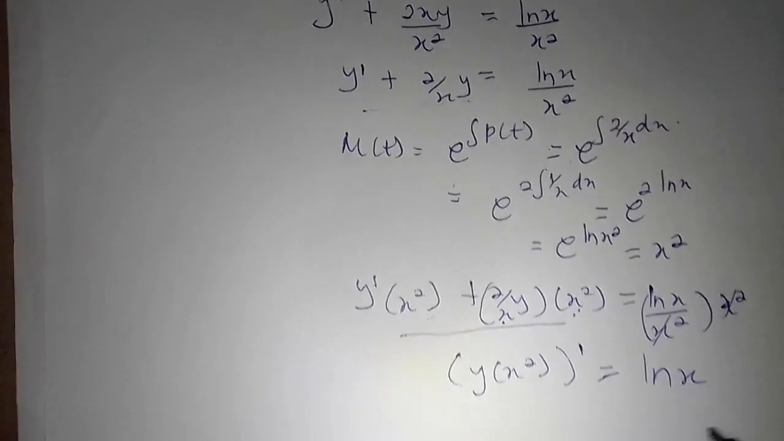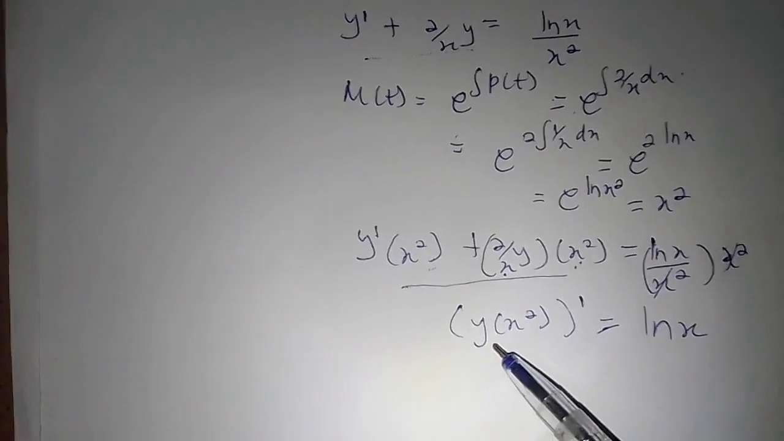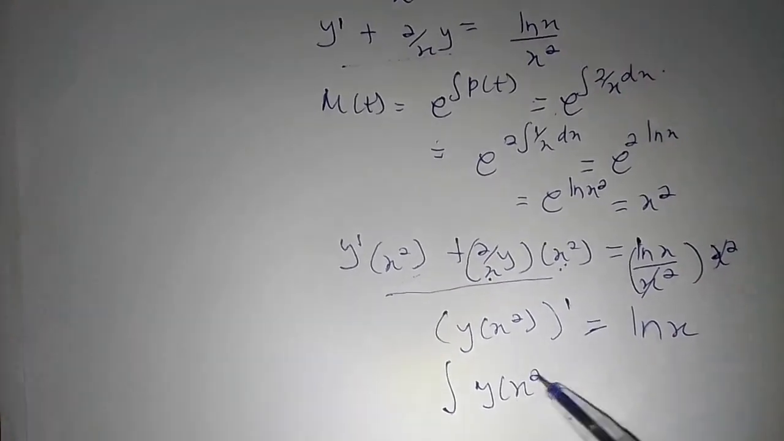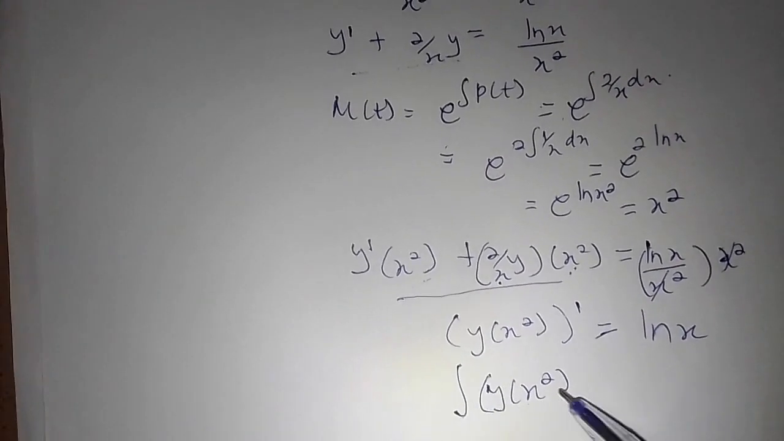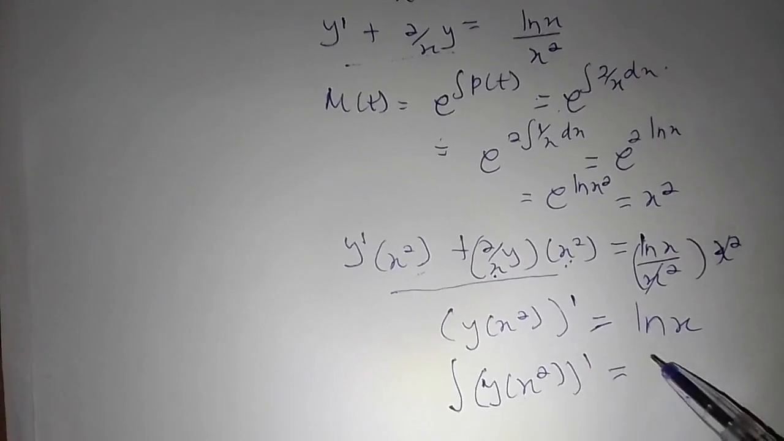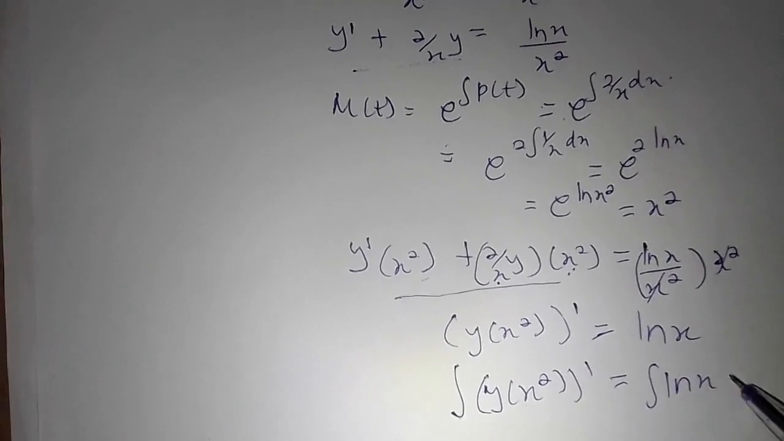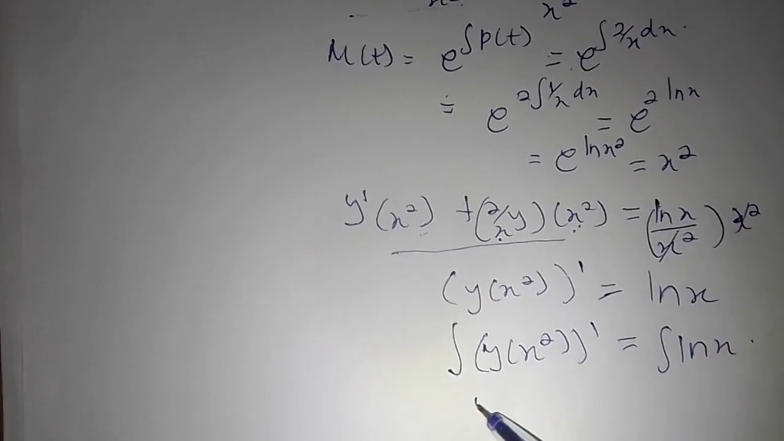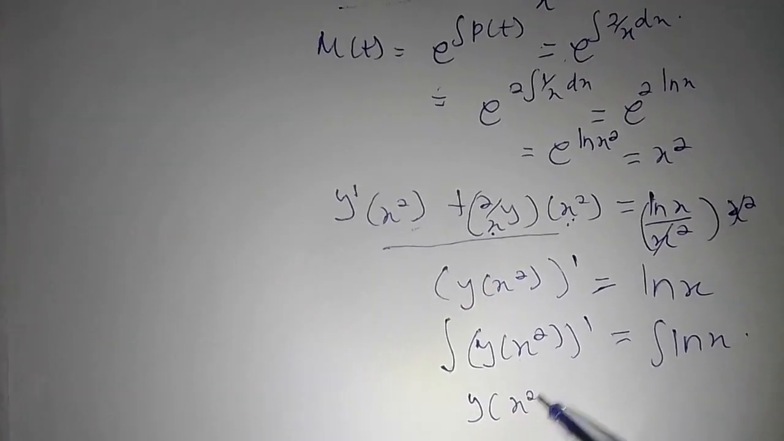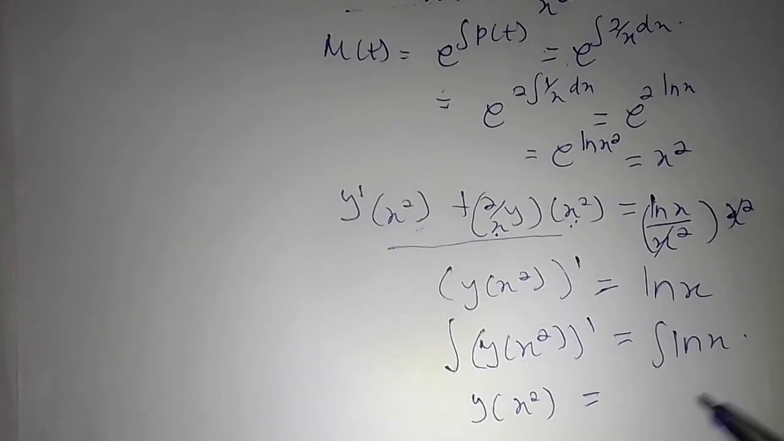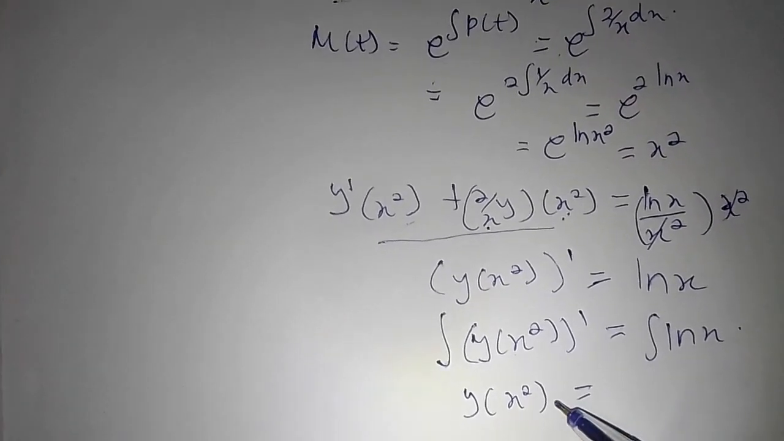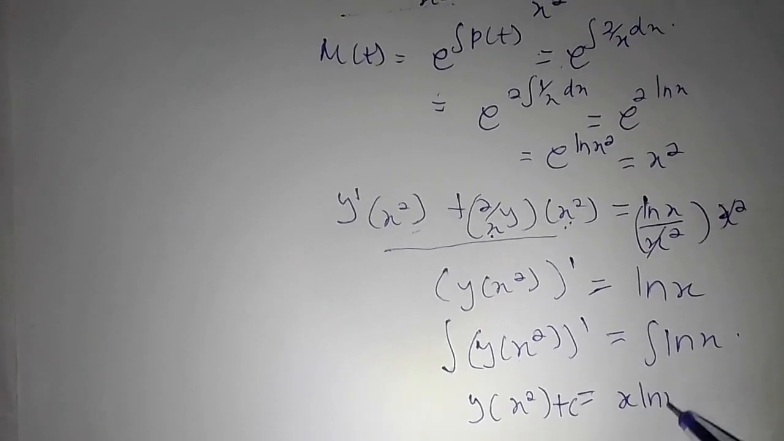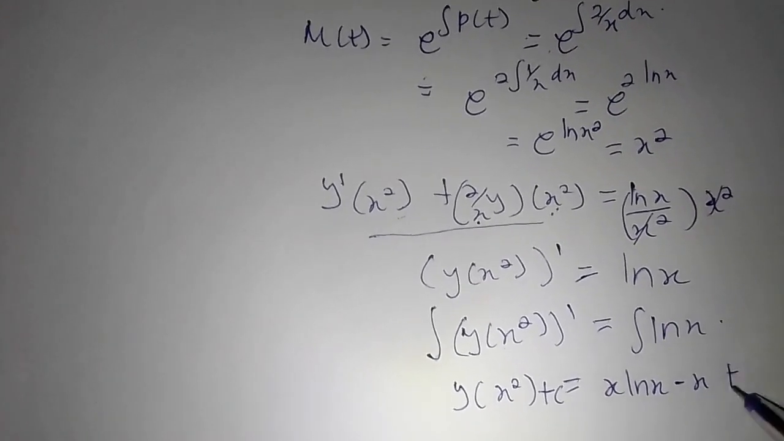ln of x. So at this point, in order to find y, we have to find the integral on both sides, so everything prime here is equal to integral of ln of x. So this derivative will cancel this integral sign, and we will be left with y multiplied by x squared equal to integral of ln of x. So here we put our plus c. Integral of ln of x is the same as x ln x minus x, also plus c.